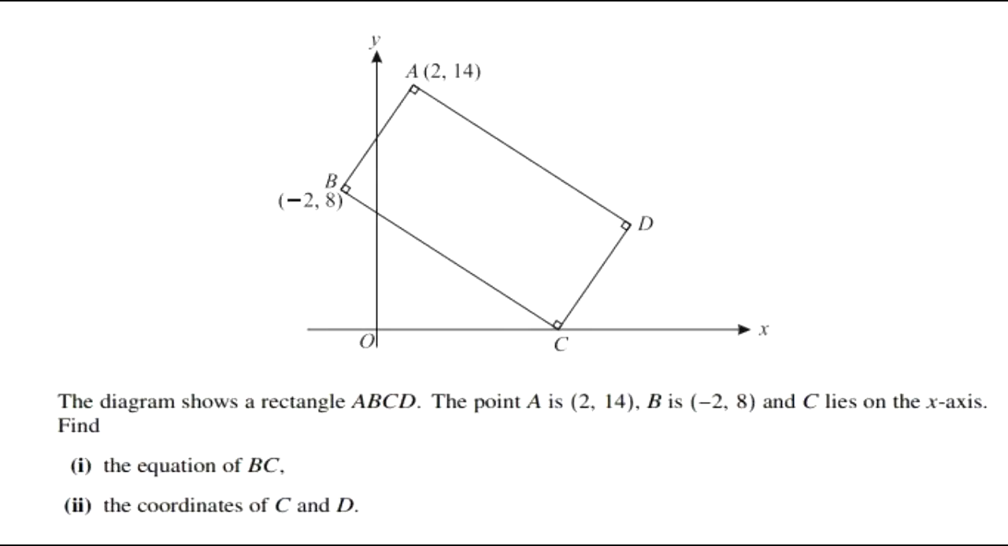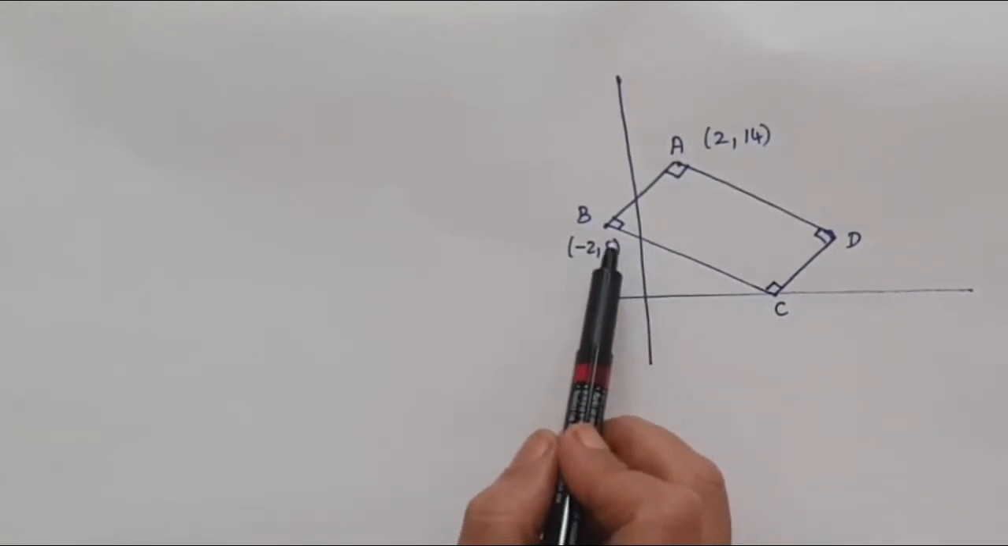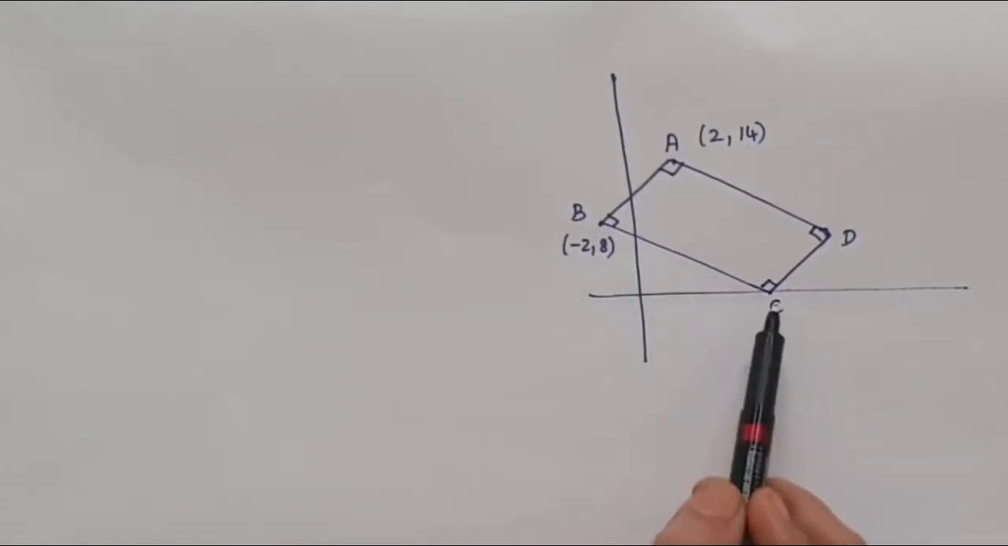The second question. The diagram shows the rectangle ABCD. The point A is (2, 14), B is (-2, 8), and C lies on the x-axis. Find the equation of BC, and the coordinates of C and D. The first question, we need to find the equation of the line BC.